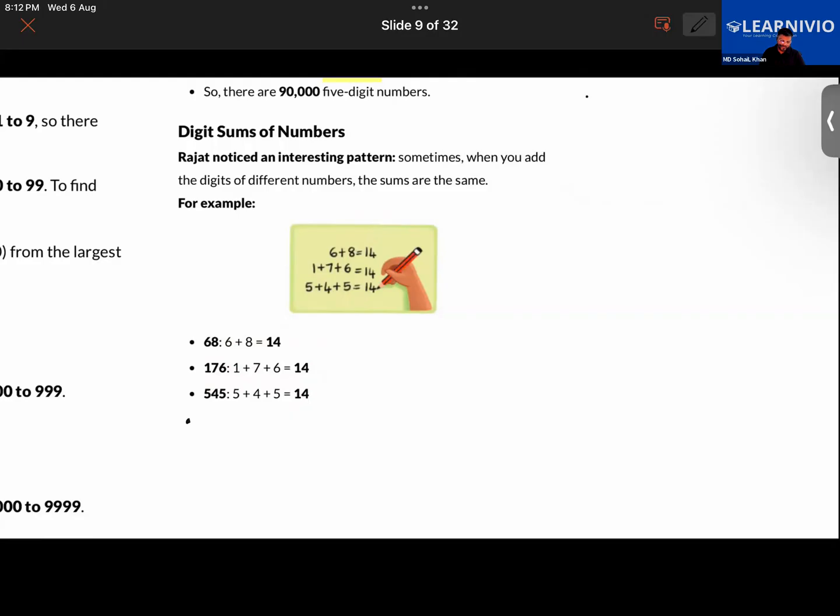We have to take a number, let's say 59. Then 5 plus 9 gives you 14. We're adding the digits. Are there any other possibilities? We can write 590. So 5 plus 9 plus 0 will also give 14. So we can write 590, 5,900, 59,000, 59 lakh, 59 crore, because no matter how many times you add 0, it's going to be 14. 0 has no value.